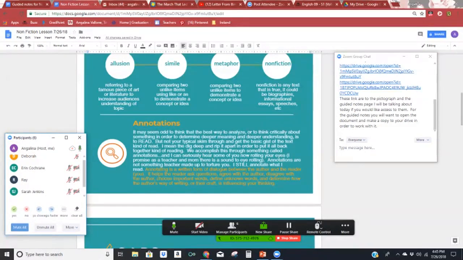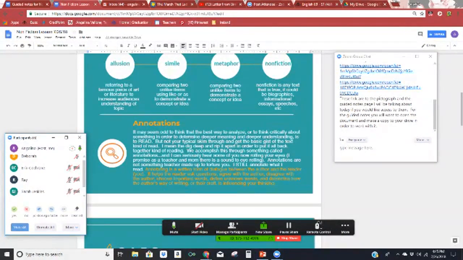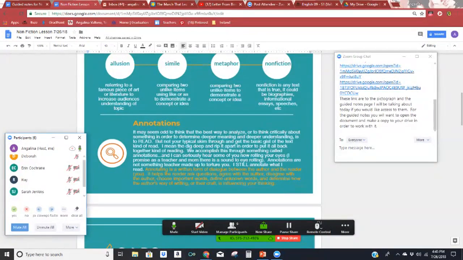But I don't want you to just think of your typical skim read, because I could see most students, my child I know does the same thing. She just skims through something to get the main idea, but we don't really analyze if we're just skim reading. So the annotations allow you to dig deeper. It rips it apart in order to put it all back together so that you have a better understanding of it. And we accomplish doing this through something called annotations.